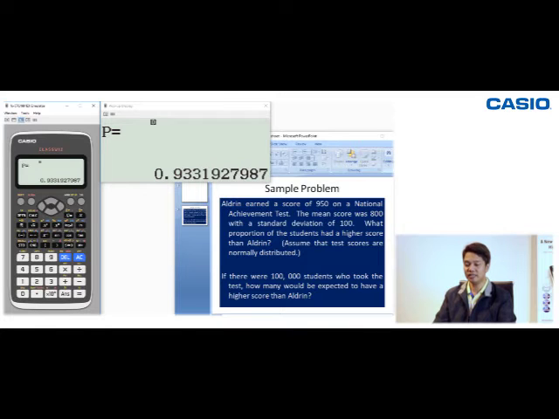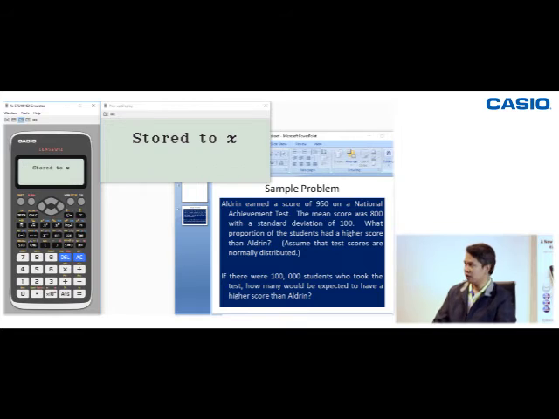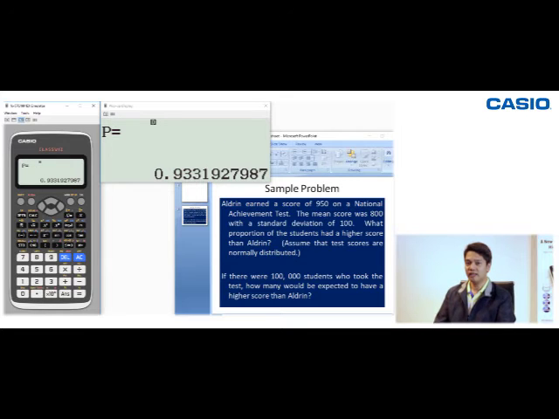0.933192797. But this is the probability for scores 950 and below. What we wanted is the scores that are higher than Aldrin, which will be higher than 950. So we need to store this probability to x. To do that, we press the store button, which is the STO above 7, and then press x. On the screen, you will see that the Class Quiz already stored this value to x.